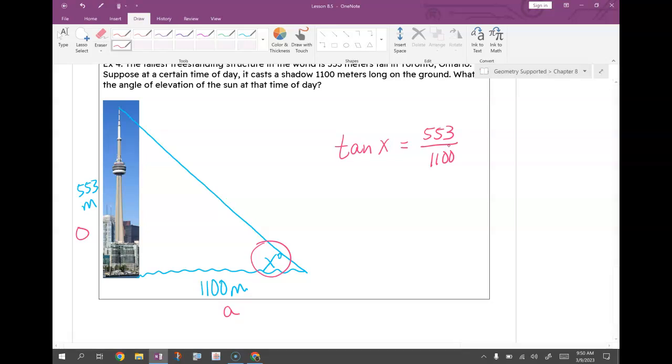Now, guys, a quick reminder. How do you put this in the calculator? Tan, parentheses, 553 divided by 1,100. Because we're looking for the angle, we have to do the second tan. So we don't cross multiply in this case, remember? You're going to do your second tan. So what do you get? 26 point something, and it rounds to 26.7. That was the angle, so that is going to be in degrees.